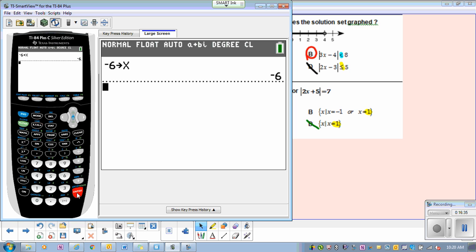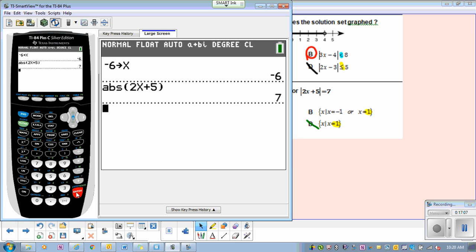And then what you're going to do is, you see how your problem is absolute value of 2x plus 5? Put that in. If this is a solution, when you hit enter, it should equal 7. So math, number, abs, 2x plus 5, right? When I hit enter, if this works, it should give me what? 7. Yes. So this works.